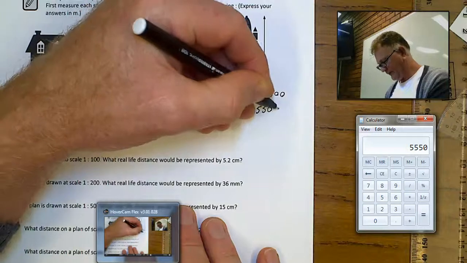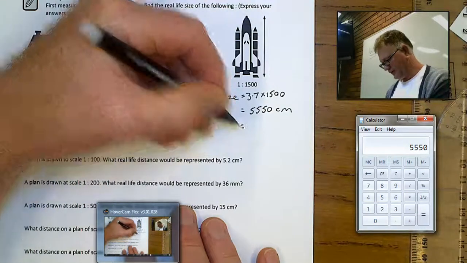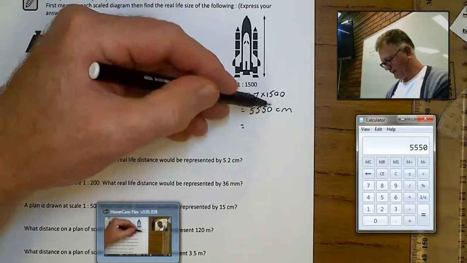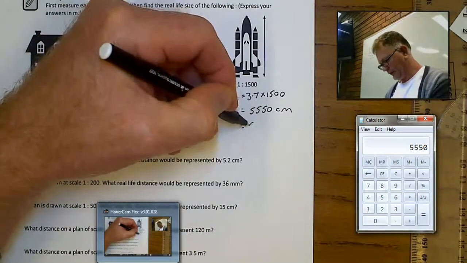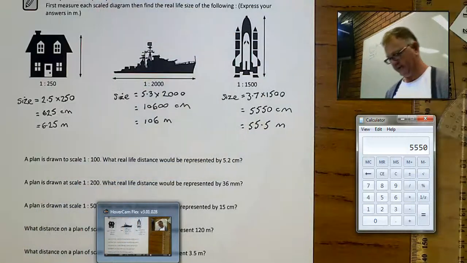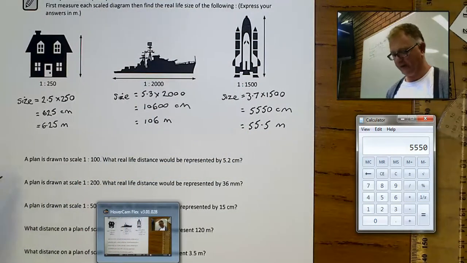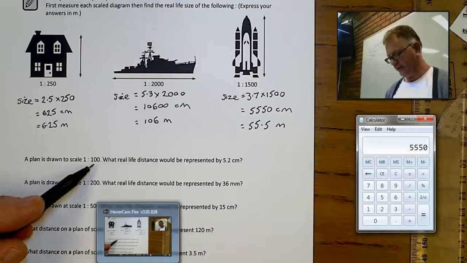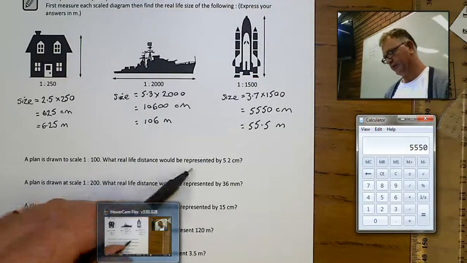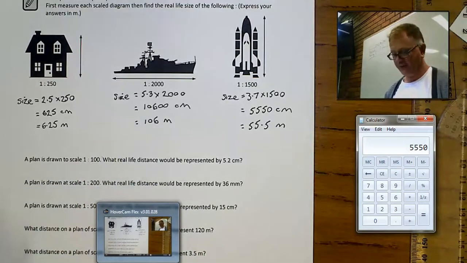5,550 centimetres tall. I'd like to change that into metres by dividing by 100. Move the decimal place 2 positions. 55.5 metres in height. Okay, similar sort of thing down here. The plan is drawn to scale 1 to 100. That means its real life size is 100 times bigger than any measurement on the map. What real life distance would be represented by 5.2 centimetres on the map?